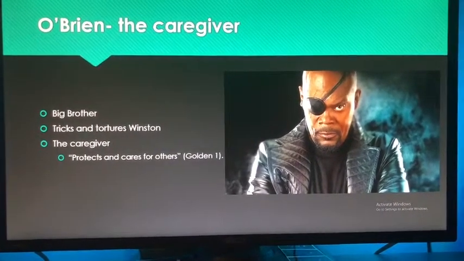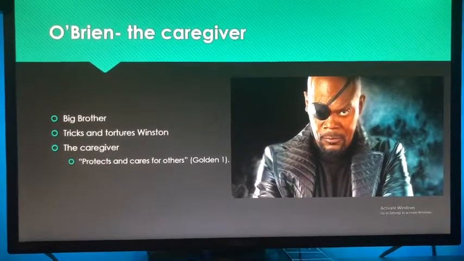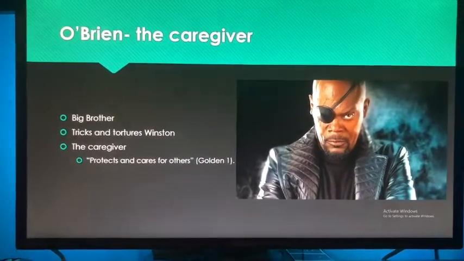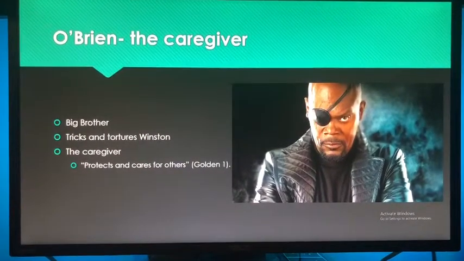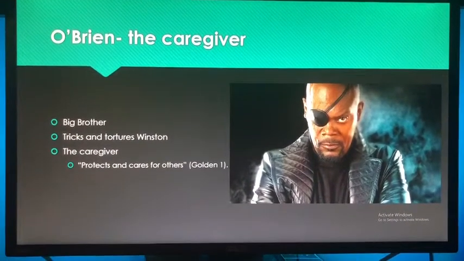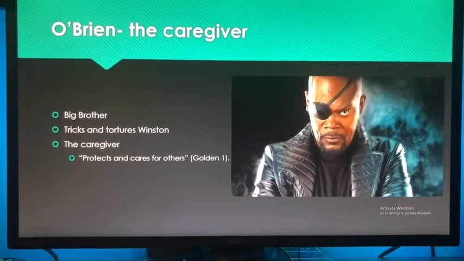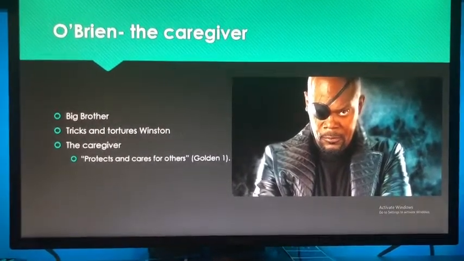So we got Nick Fury here because he loves the Avengers and he cares for them and he puts his life on the line for them, even though he doesn't really have any powers. But he still goes out there every day and supports them. So that's a good representation of the caregiver.